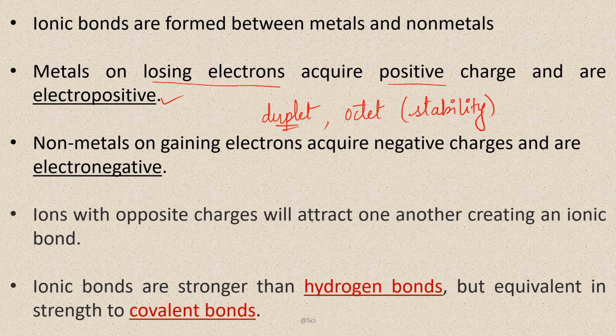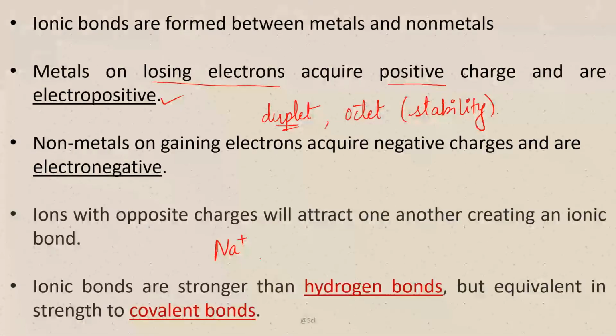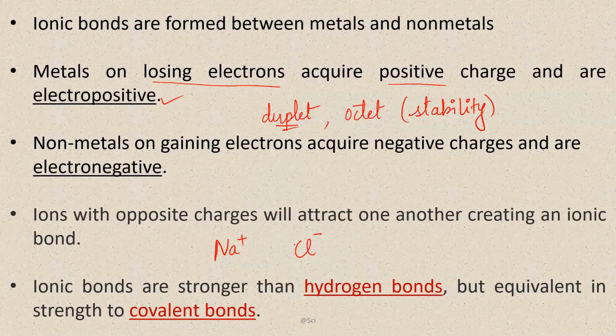Ions with opposite charges will attract one another, creating an ionic bond. When you look at a compound like sodium chloride, sodium is a metal, chlorine is a non-metal. Sodium will lose an electron, it will acquire a plus charge. Chlorine will gain an electron, it will acquire a negative charge. Plus and minus attract, and then you will get a compound which has an ionic bond. So this bond is an outcome of the force of attraction between the two oppositely charged atoms.